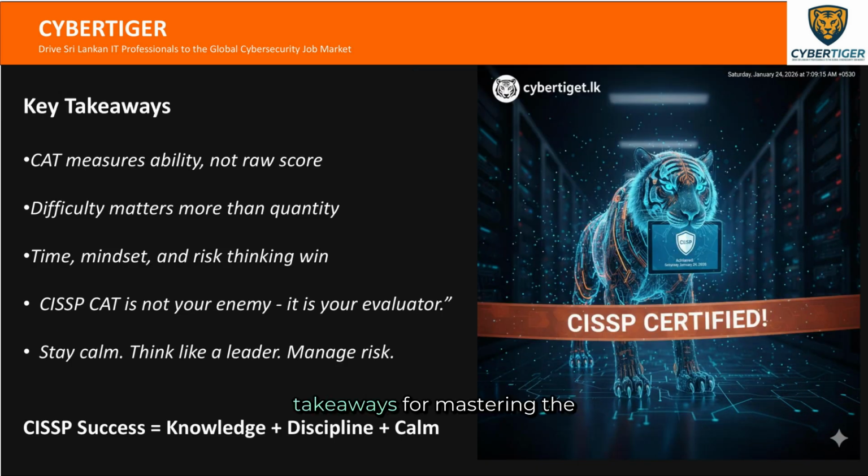Here are the key takeaways for mastering the CISSP CAT exam. Remember, CAT measures your ability, not just the number of correct answers. Difficulty matters more than quantity. Tackle challenging questions strategically. Your time management, mindset, and risk-based thinking are what truly drive success. The CISSP CAT is not your enemy. It's a precise evaluator of your professional competence. Stay calm, think like a leader, and manage risk in every answer. In short, CISSP success equals knowledge plus discipline plus calm.